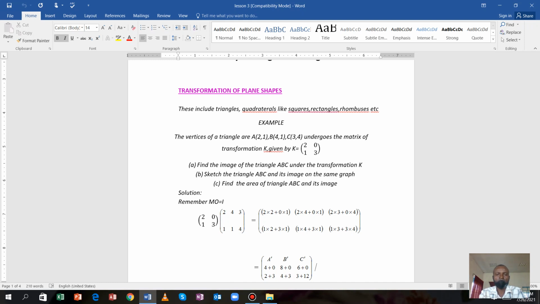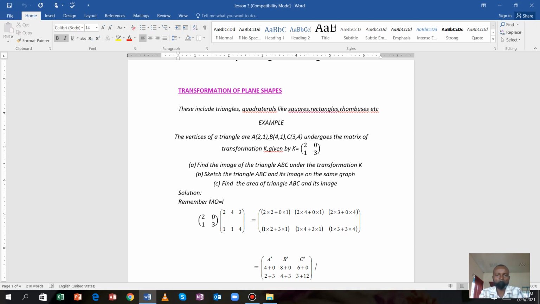So I'm multiplying it by 2, 0, 1, 3. Okay, the order matters. It should be the matrix times the object. They never say the triangle then multiplied by the matrix. No, it should be matrix first times the object, which is the triangle, to get you that. So if you follow the multiplication, I think it is now obvious to you.